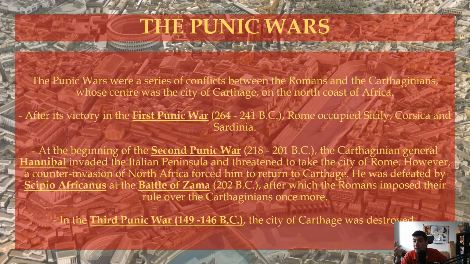After that, the Romans imposed their rule over the Carthaginians. Again, they gained the territory of Hispania, and the Carthaginians had to pay them a ransom. Finally, at the Third Punic War, between 149 and 146 BC, the city of Carthage was finally destroyed, and salt was spread all over it.